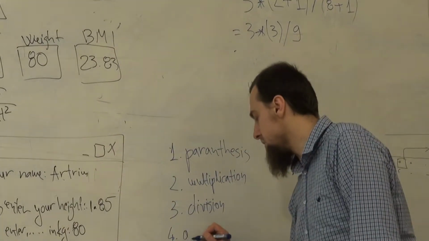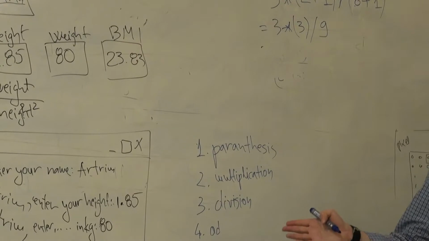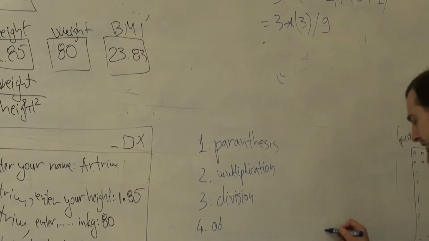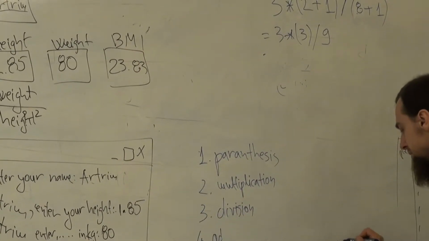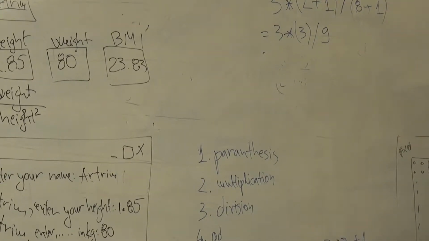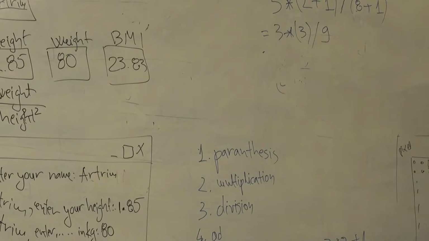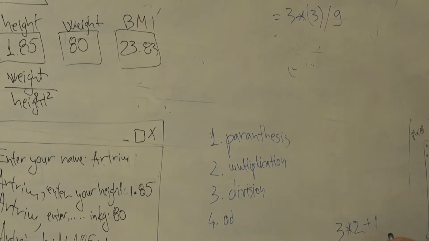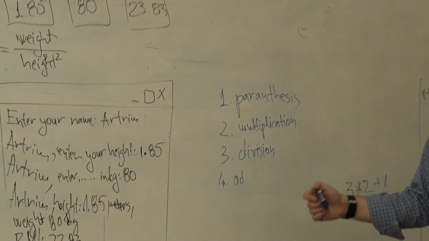Then addition, summation, and subtraction. Are you okay with this? So if I have something like this, 3 multiplied by 2 plus 1, am I going to add 2 and 1 first, or am I going to multiply 3 and 2? I'm going to multiply 3 and 2, okay? The same applies to programming.